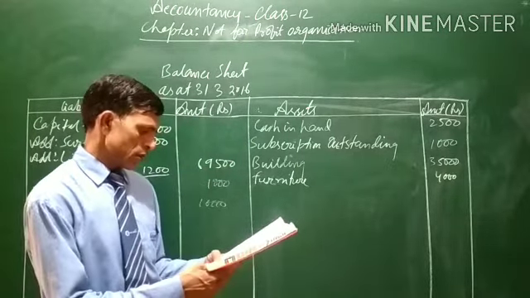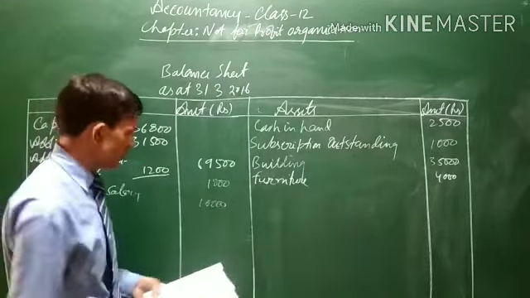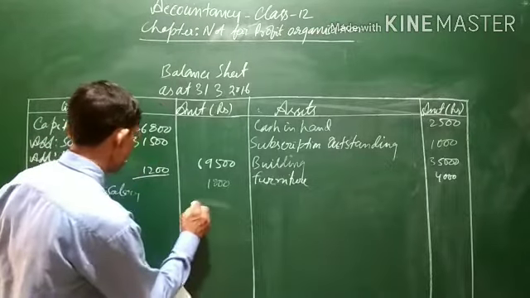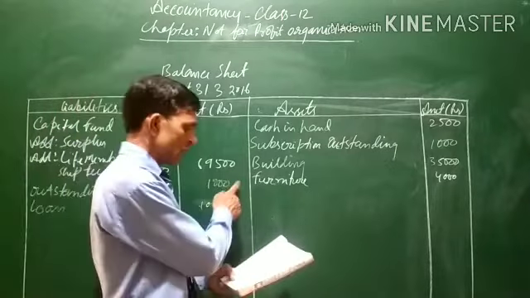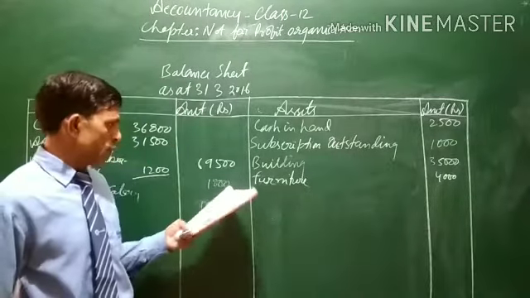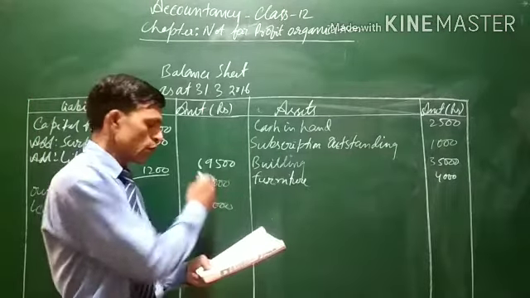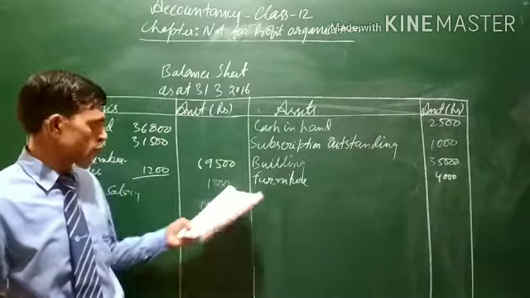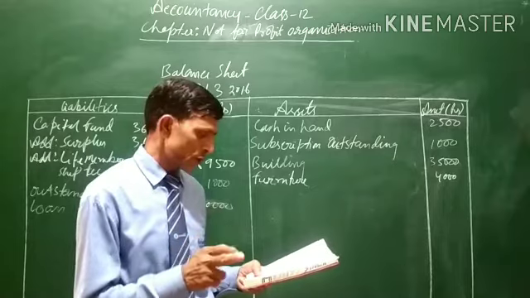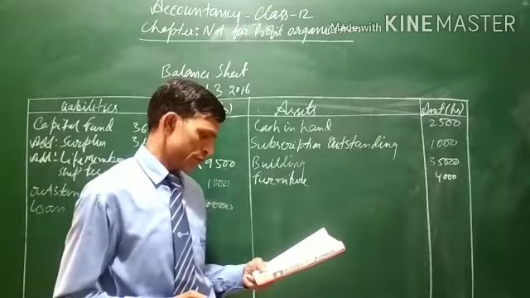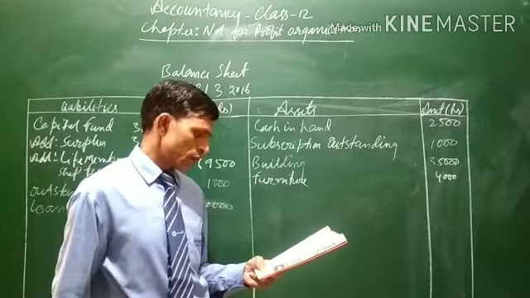Moreover, here the outstanding salary is also mentioned on the liability side, because out of this only 1,000 we have to write. Outstanding salary is an expenditure, which means this is a liability. I have already told how this 1,000 has arrived: in the previous year 2,000 was outstanding, out of which 1,000 has already been paid. So still salary outstanding is rupees 1,000.